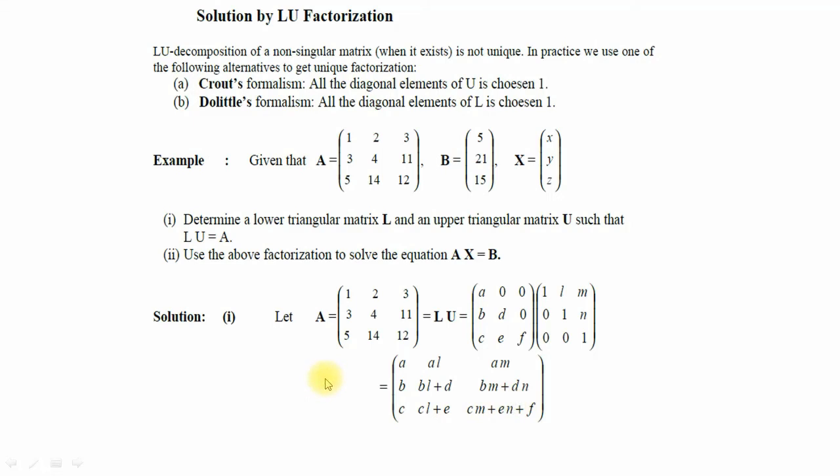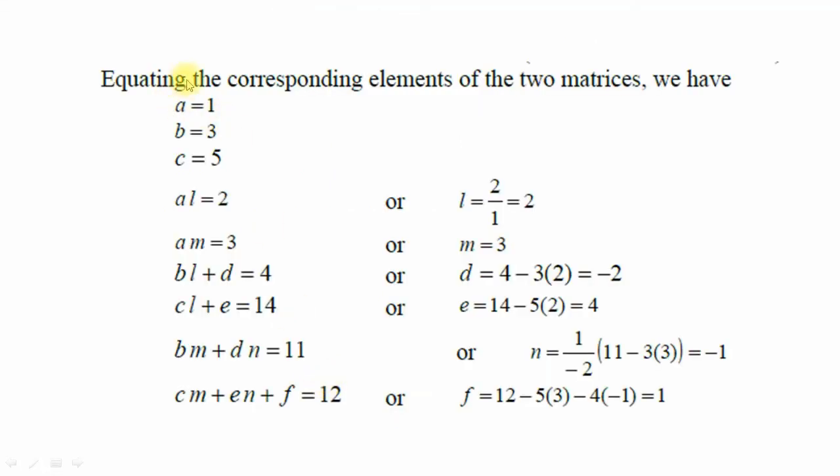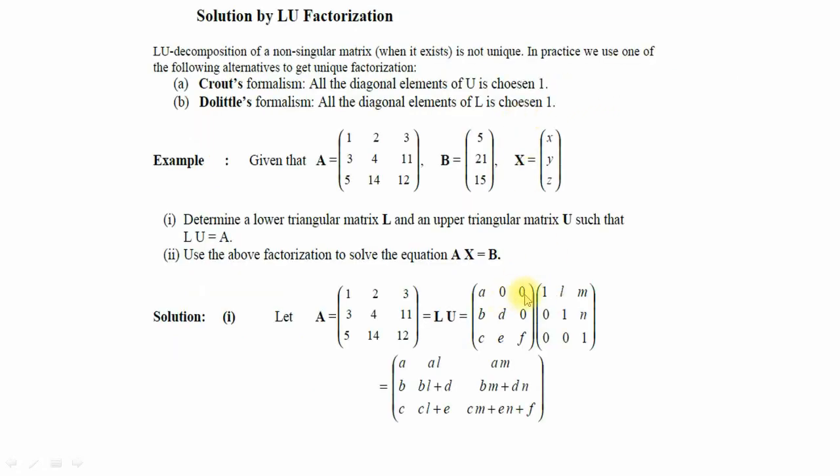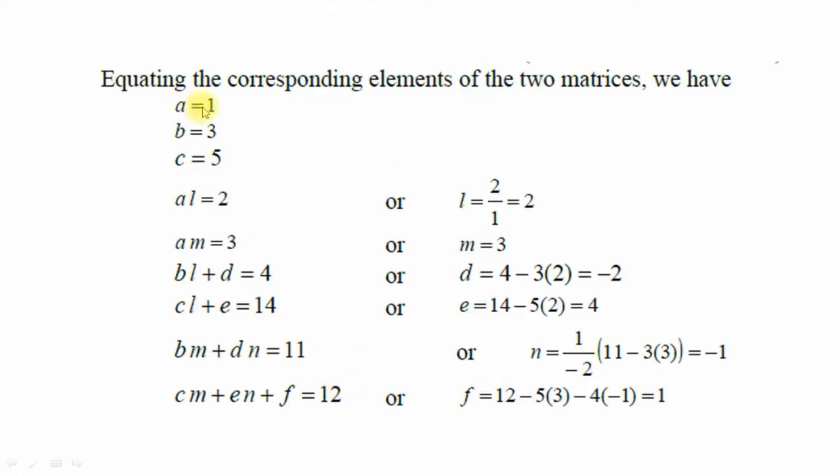Now equating the corresponding elements of the two matrices, we have the following. Dear students, when we multiply the lower and upper triangular matrices, we obtain a single matrix, and this matrix is equal to the matrix A. So by comparison, we obtain A is equal to 1, B is equal to 3, C is equal to 5, and AL is equal to 2.